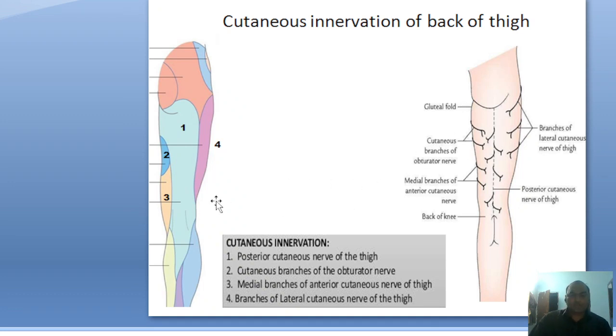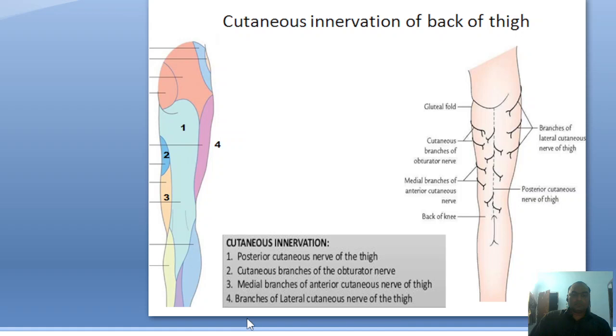This diagram shows the whole cutaneous innervation of the back of thigh. This is the gluteal compartment, this is the back of thigh. First, this area is supplied by the posterior cutaneous nerve of thigh, supplying the middle part of the back of thigh. Only a small area medially is supplied by the cutaneous branches of the obturator nerve, supplying the medial area of the back of thigh.